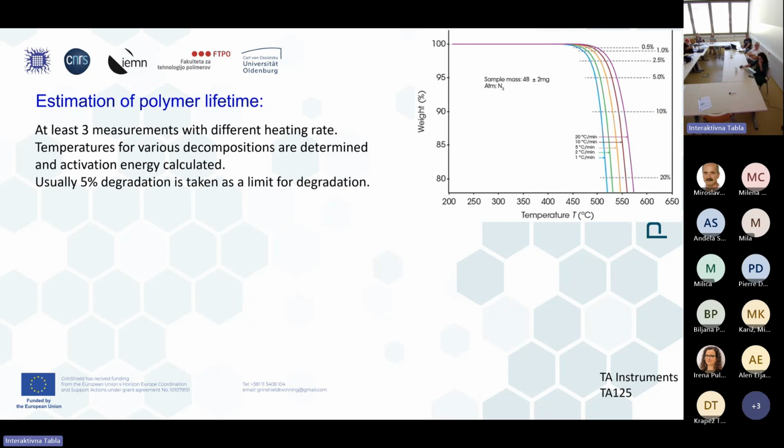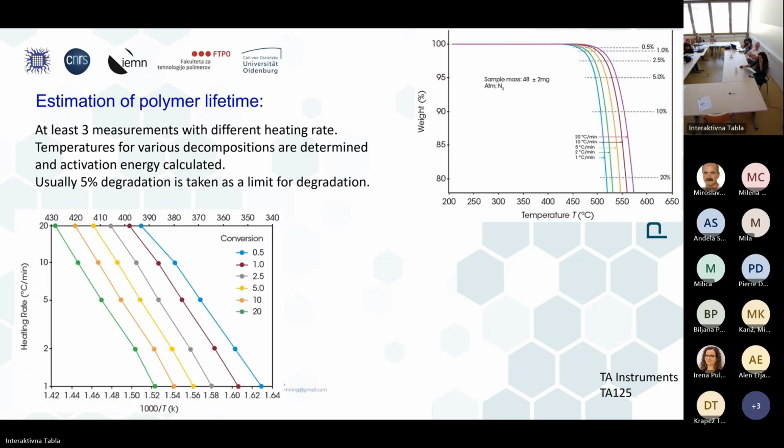Because if we take a smaller percentage, then sometimes we get the influence of, for example, water or something else which is in there. And if we go far away to 20% or so, then the mechanism of decomposition can also change, and this can influence our final result. So 5% is usually the limit which gives us the best results.